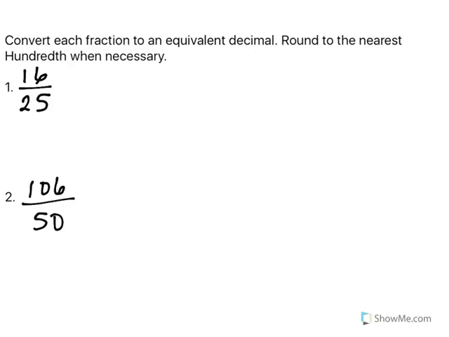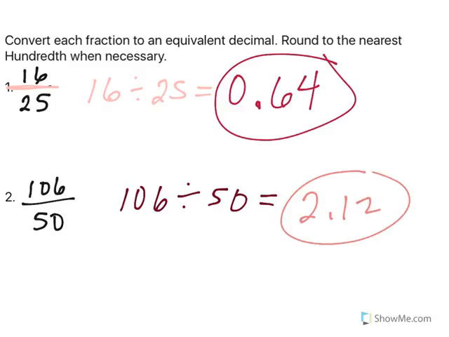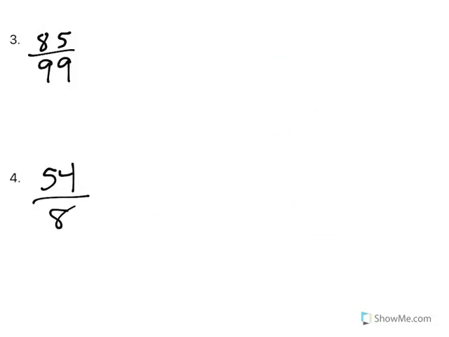All right, now we're going to convert each fraction to an equivalent decimal. Now, when you're changing to decimal, you got to think of this fraction bar as a division sign. So you would take 16 divided by 25, and your calculator is going to spit out 0.64. Now, in this case, we don't have to round. It comes out nicely, and there's our answer. And number 2, we would take 106 divided by 50, and that would give us an answer of 2.12. Again, we don't have to round. It comes out nicely to 2 decimal places, which is the hundredths.